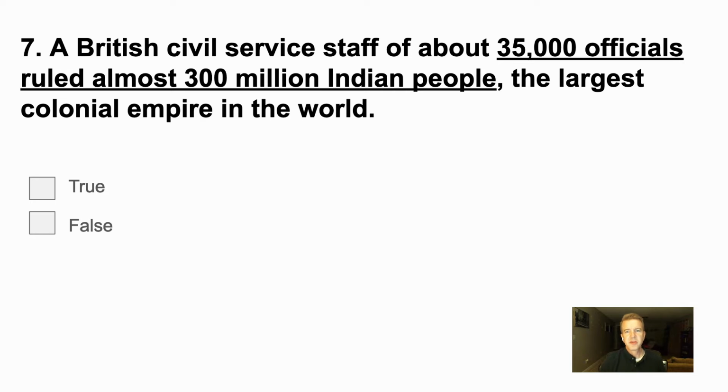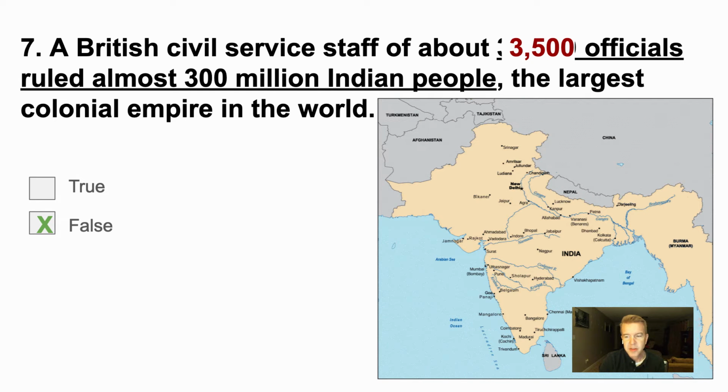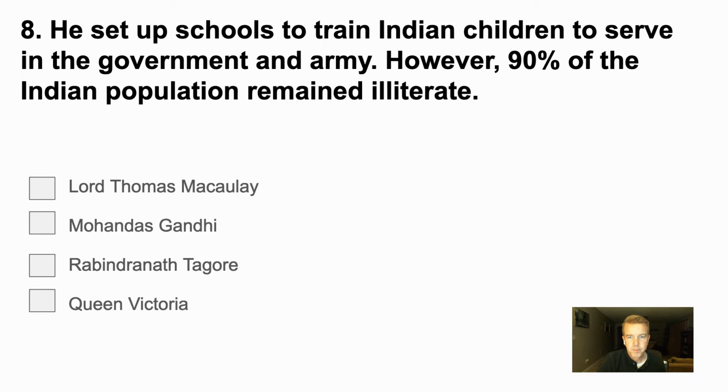The British civil servant staff of about 35,000 officials ruled almost 30 million Indian people, the largest colonial empire in the world. That's false because it was only 3,500 ruling those 300 million Indian people. Okay. This is India at the time, which would today be India, Pakistan, Bangladesh, and parts of Myanmar, all part of British India at the time.